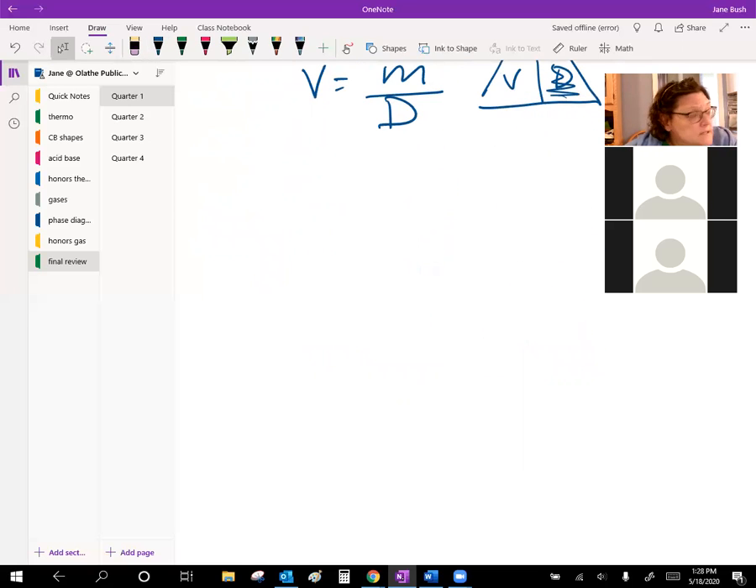Also, significant digits. All we're talking about with significant digits is if we measure something and we have a ruler and we have a line right there, and this is 1 centimeter, this is 2 centimeters, so this would be 1.5.